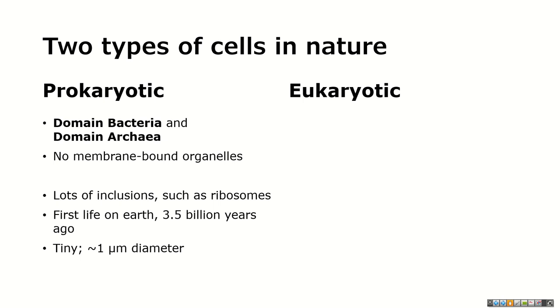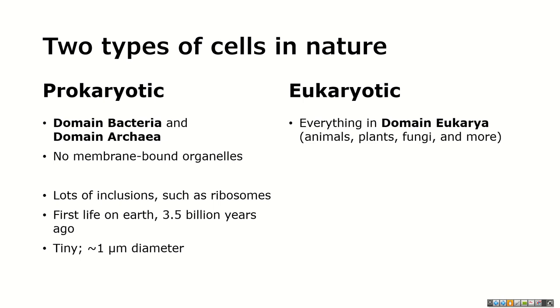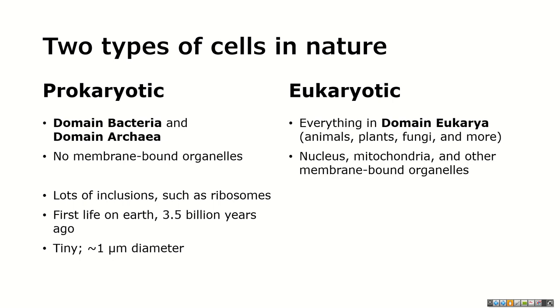Now, the other type of cell is called a eukaryotic cell, and everything else on Earth is eukaryotic. All the animals, the plants, the fungi, and things called protists, like the malaria parasite, which is an example of a protist. Amoeba are protists. All of these things are eukaryotic cells. And the difference between them is that they have membrane-bound structures inside the cell. And that's where these names come from.